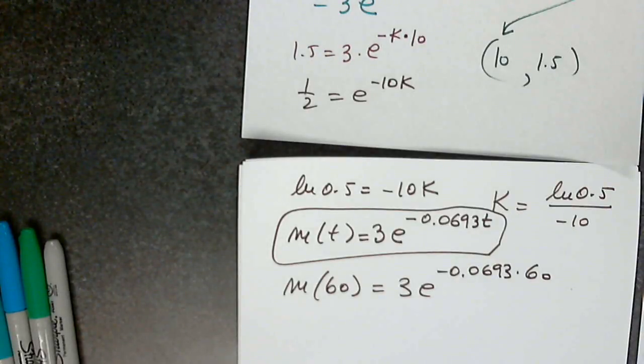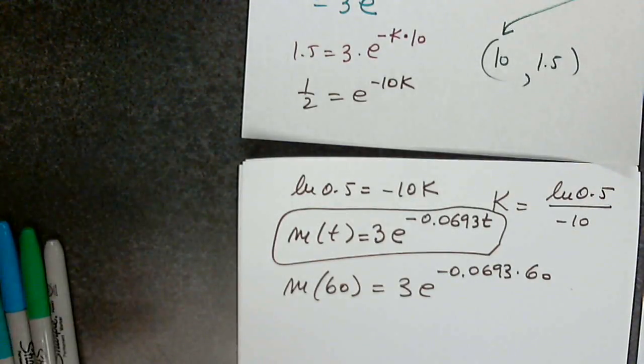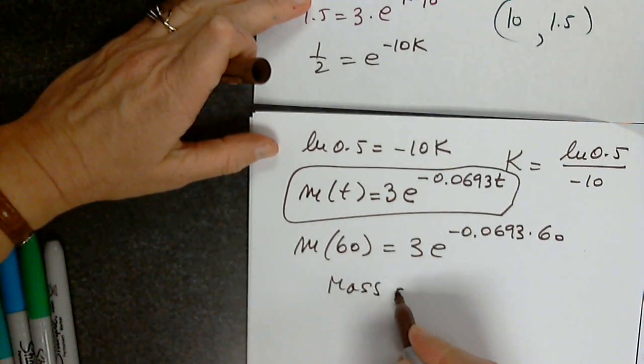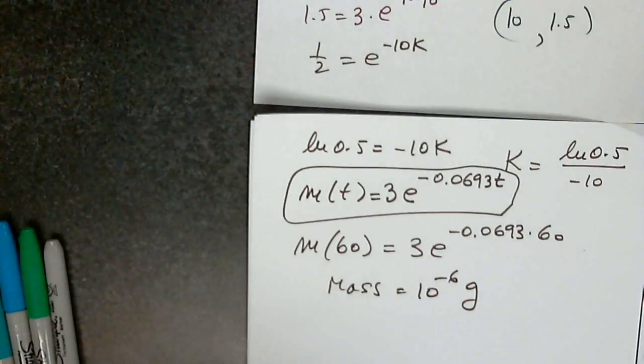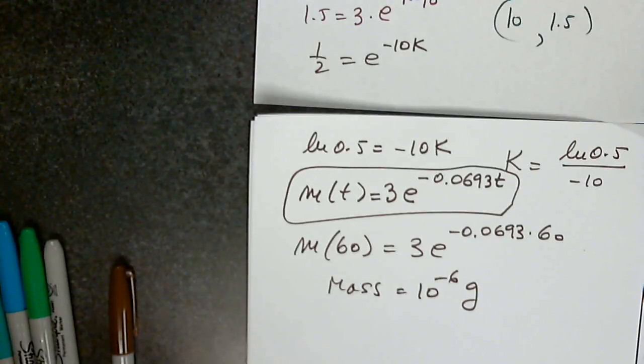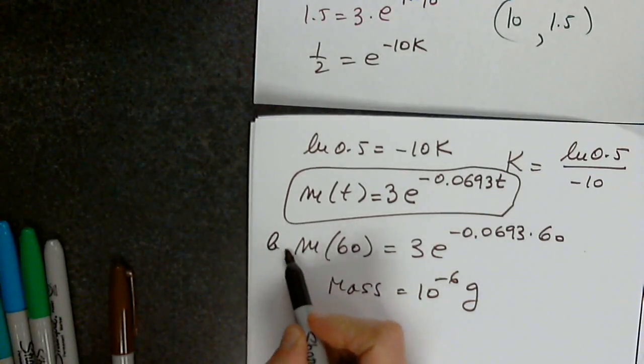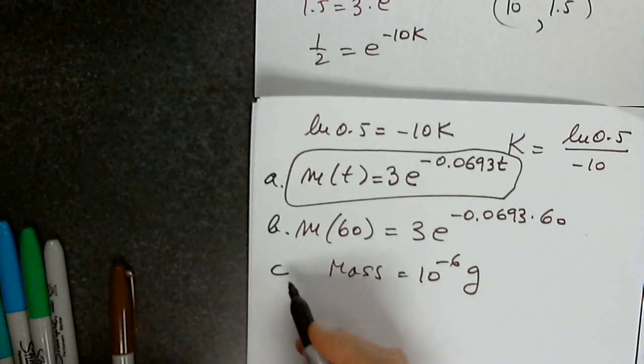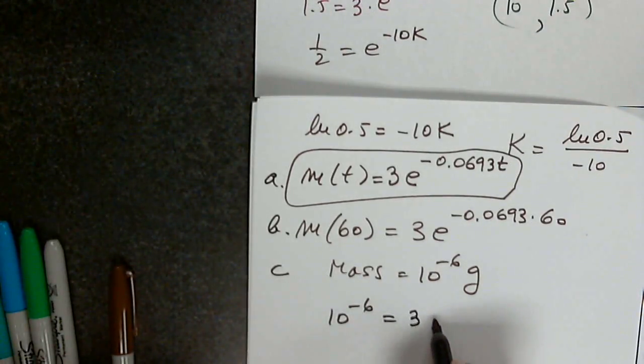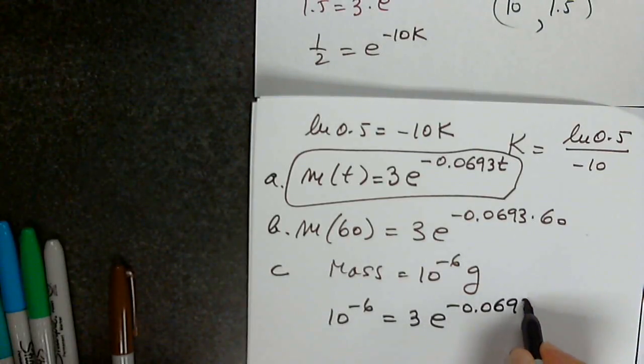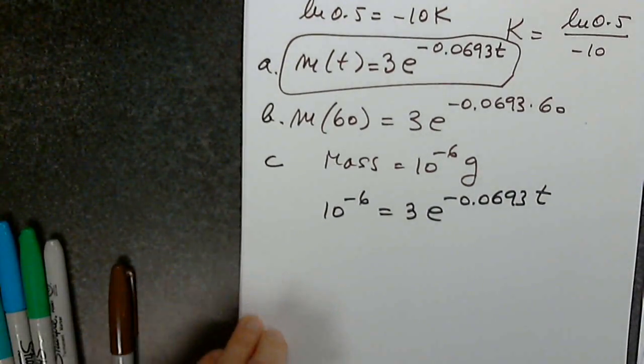Part C: when will the amount remaining be reduced to 10 to negative 6 grams? So the mass, 10 to negative 6 grams. How long does it take for 3 grams to become 10 to negative 6 grams? And what do I have to write? 10 to negative 6 equals 3e to negative 0.0693 t. I have to clean it up.